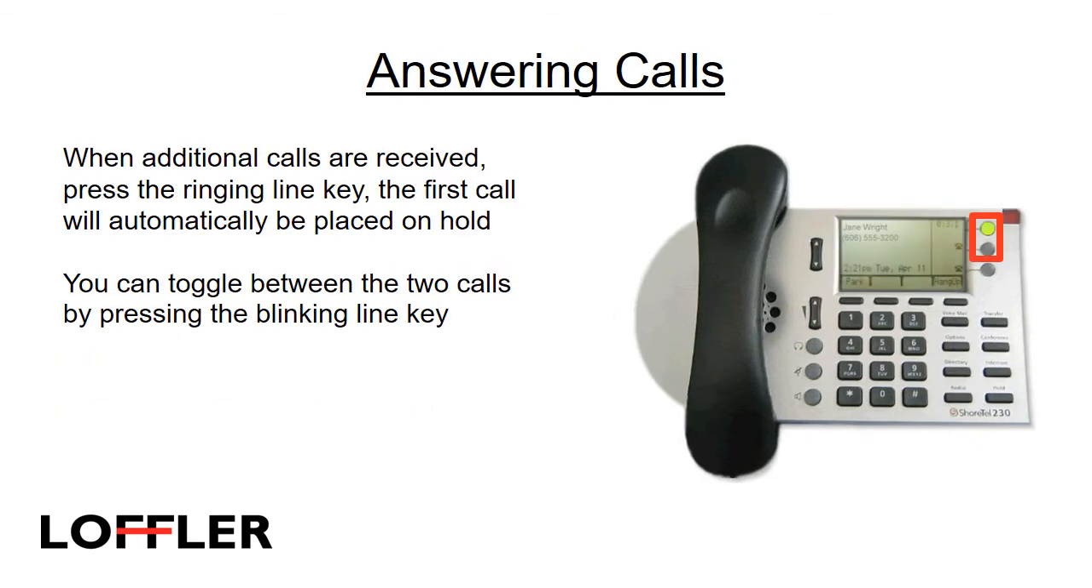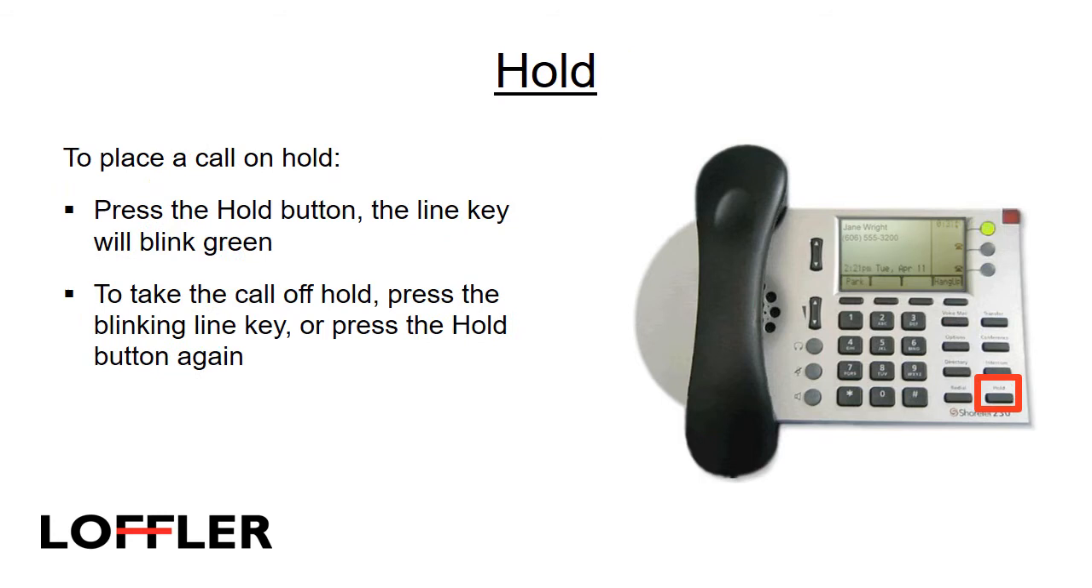When additional calls are received, press the ringing line key. The first call will automatically be placed on hold. You can toggle between the two calls by pressing the blinking line key. To place a call on hold, press the hold button. The line key will flash. To take a call off hold, press the blinking line key, or press the hold button again.